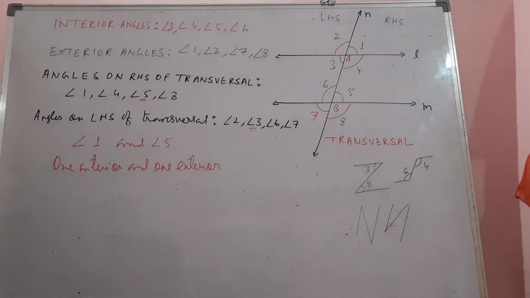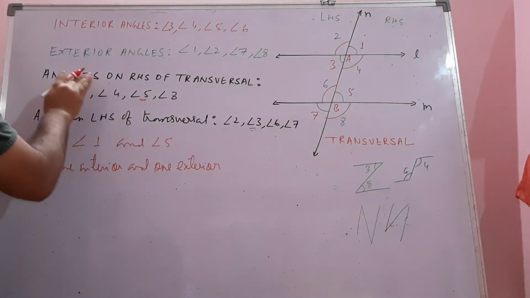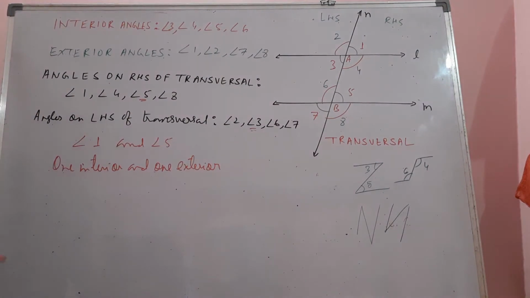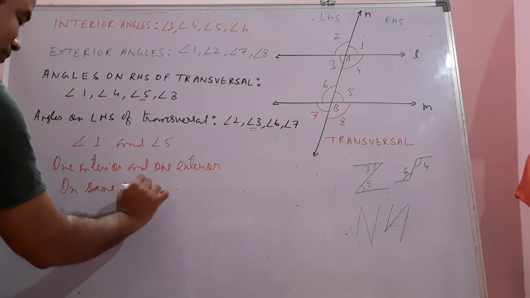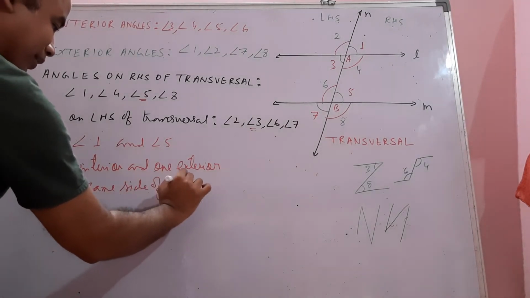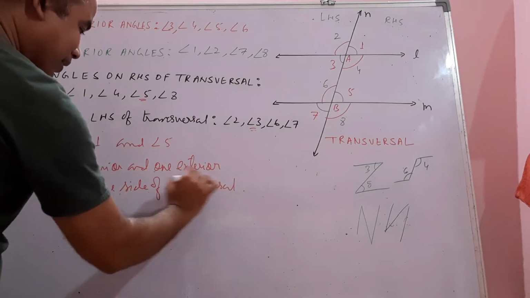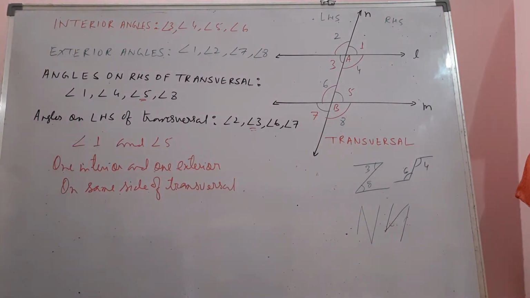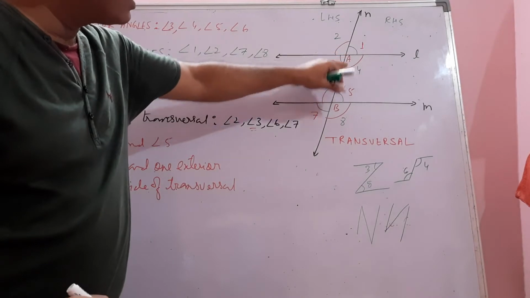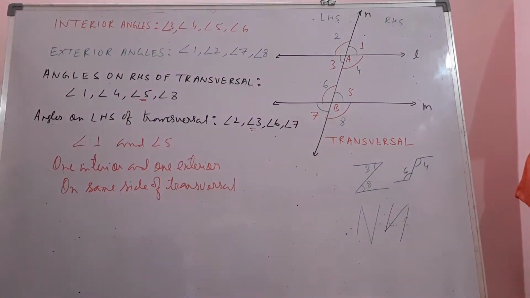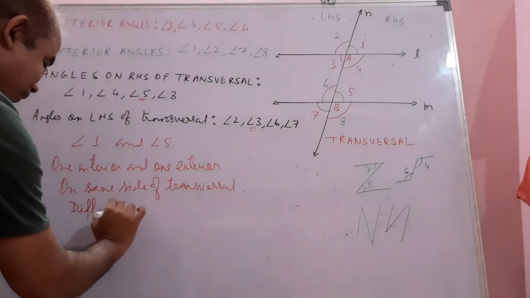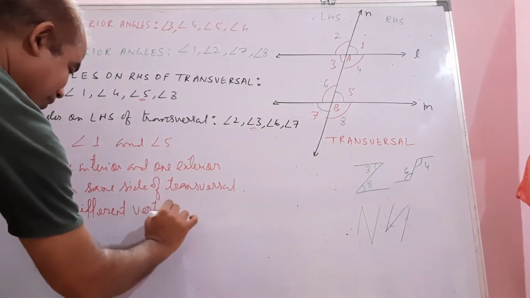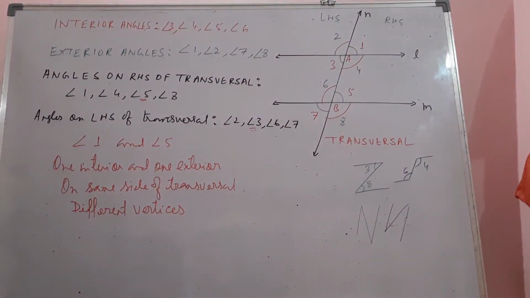Next, I can see that 1 and 5 both are on the right side of the transversal, on the same side of the transversal. And I can see one more thing: the vertex of angle 1 is A, the vertex of angle 5 is B. Their vertices are different. These three things I can observe in angle 1 and angle 5.